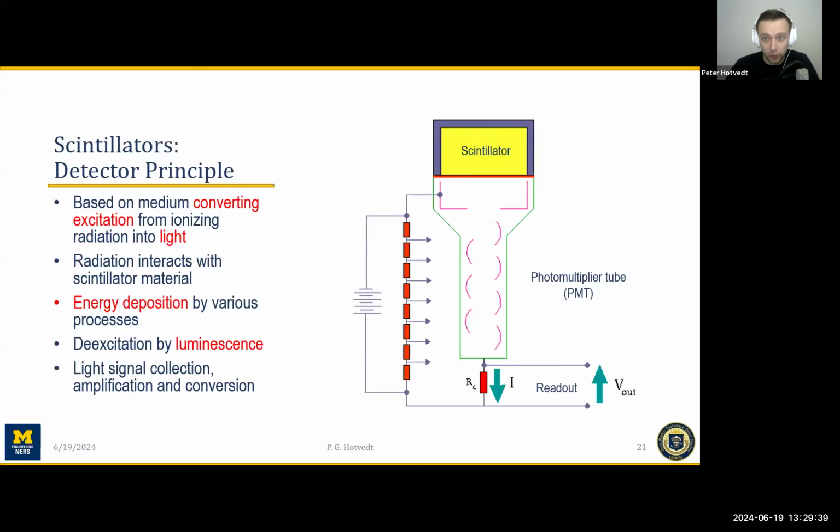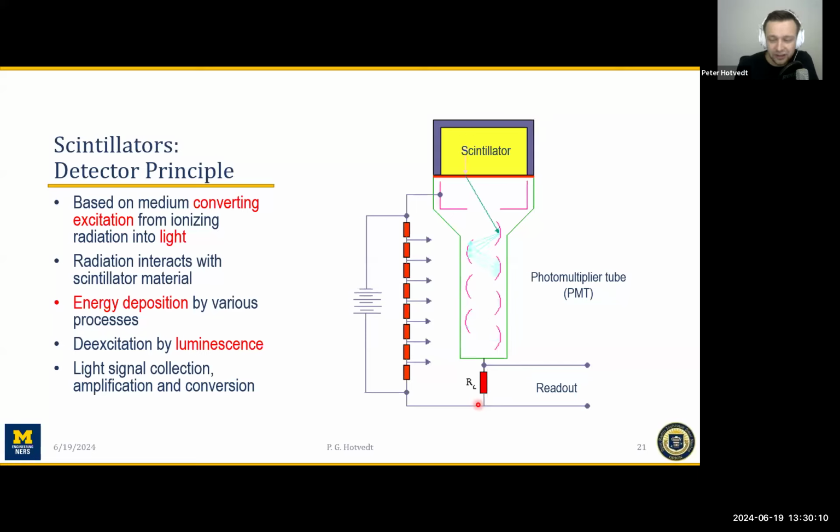The way scintillators work is a gamma ray will come in. You're going to look at this and be hypnotized by this figure. It's a very enticing figure. And what happens is the photon interacts and creates this excitation, and this excitation goes from ionizing radiation into light. The light then travels down the photomultiplier tube here and gets amplified a little bit, and then it's read out by this circuit here at the bottom.